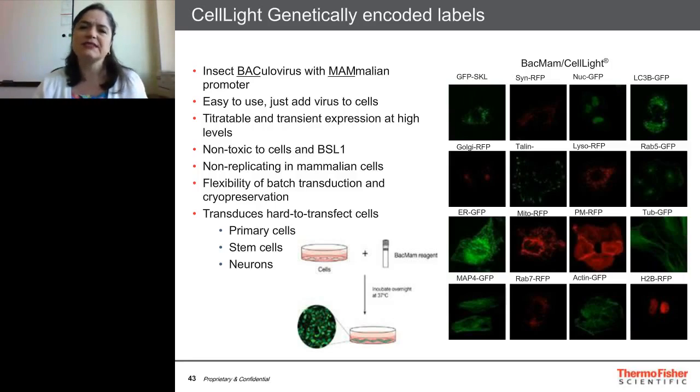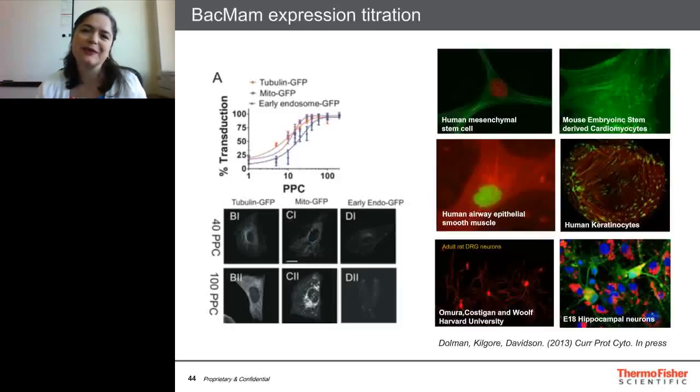And sometimes it does take a little titration, right? That goes back to optimizing your label for your specific cell type. And so what we're showing here, though, is that you get a really nice high rate of transduction with different targeted GFP: tubulin, mitochondrial, and early endosome. And then on the right there, we're showing different traditionally difficult to transfect cell lines that show nice bright signals. You even can see hippocampal neurons.